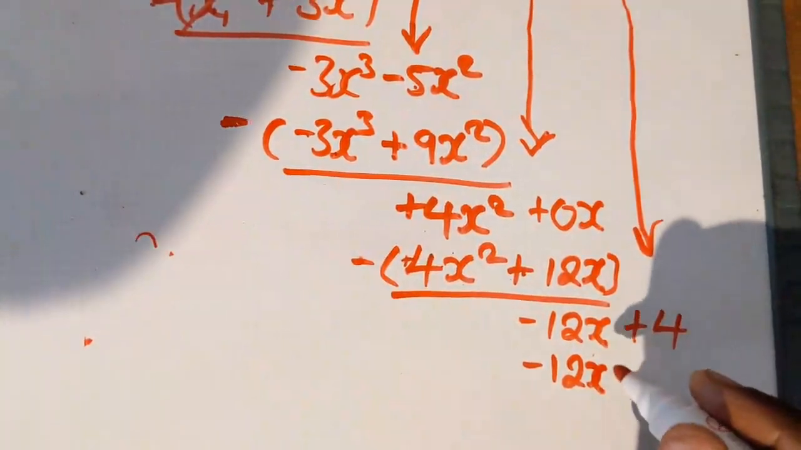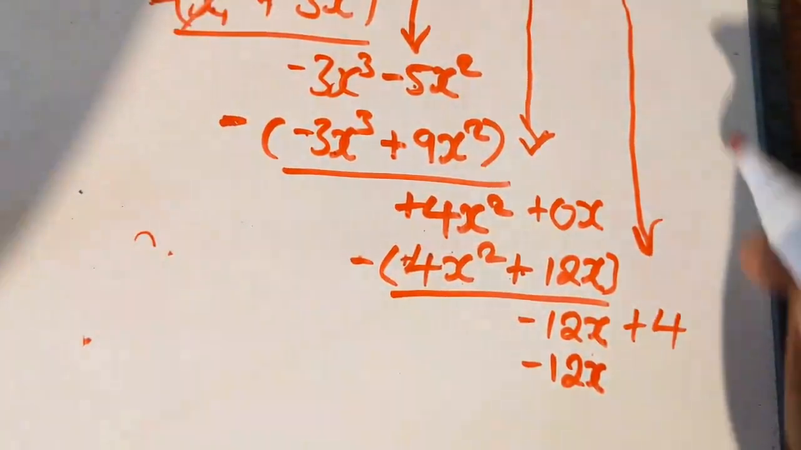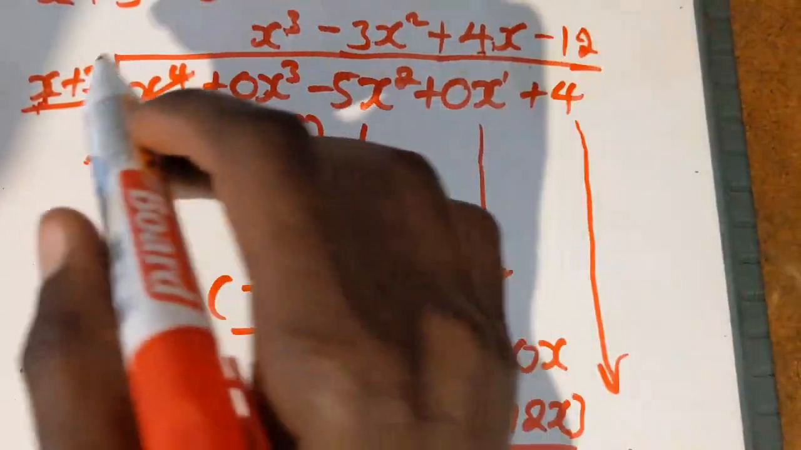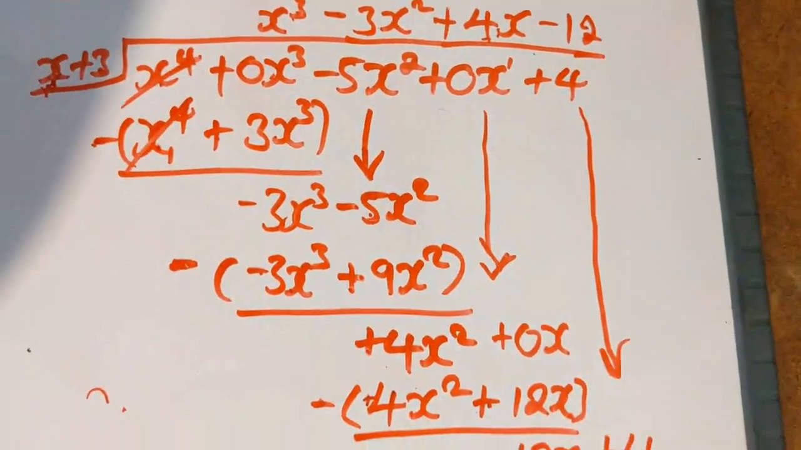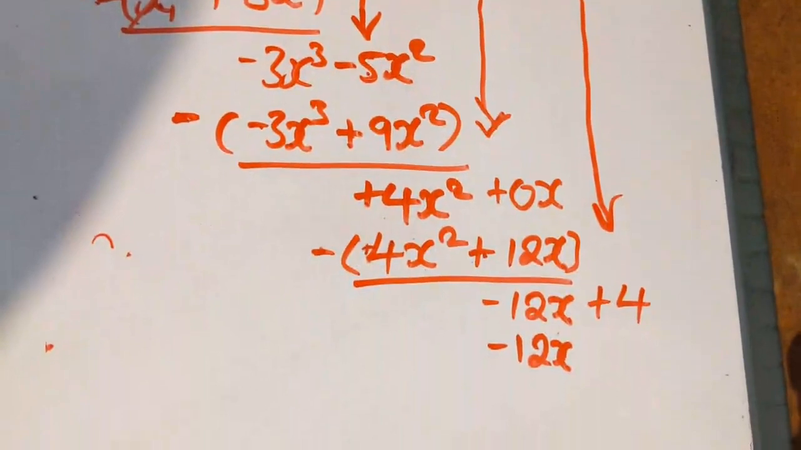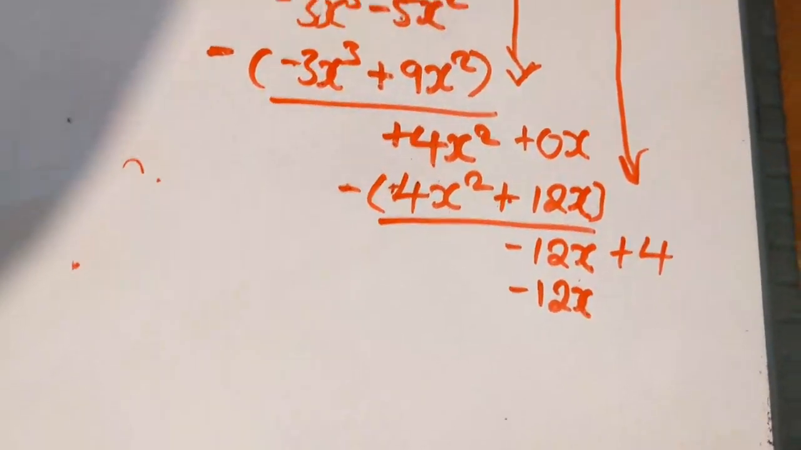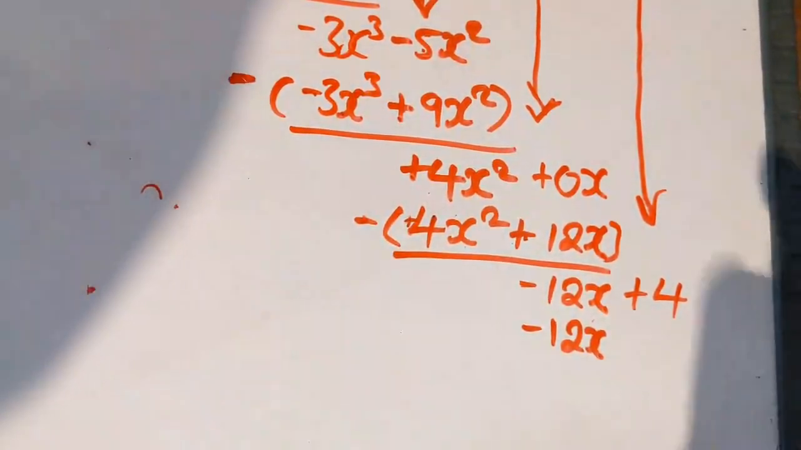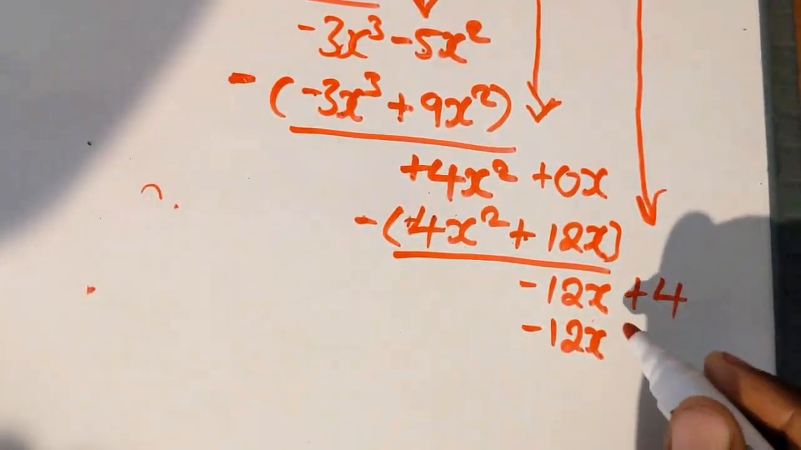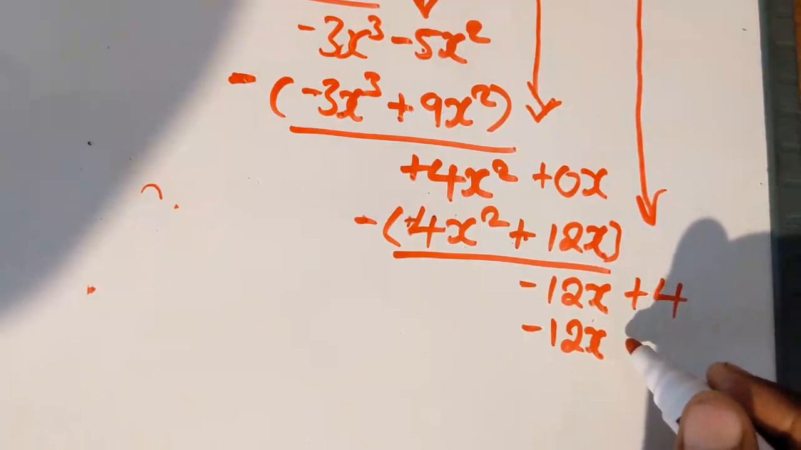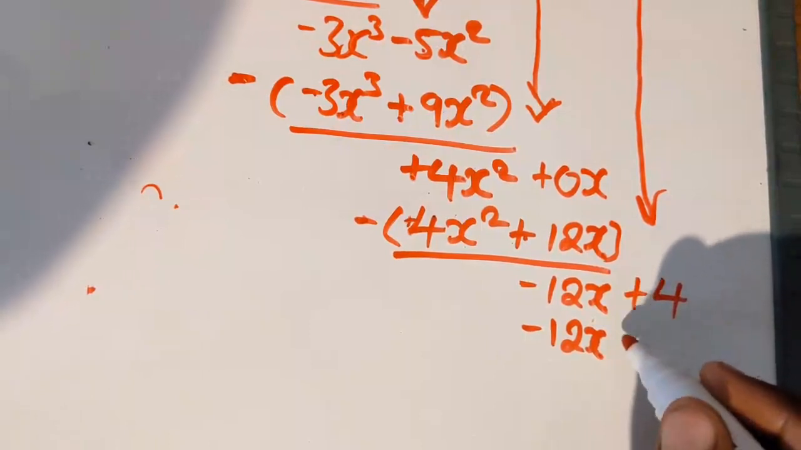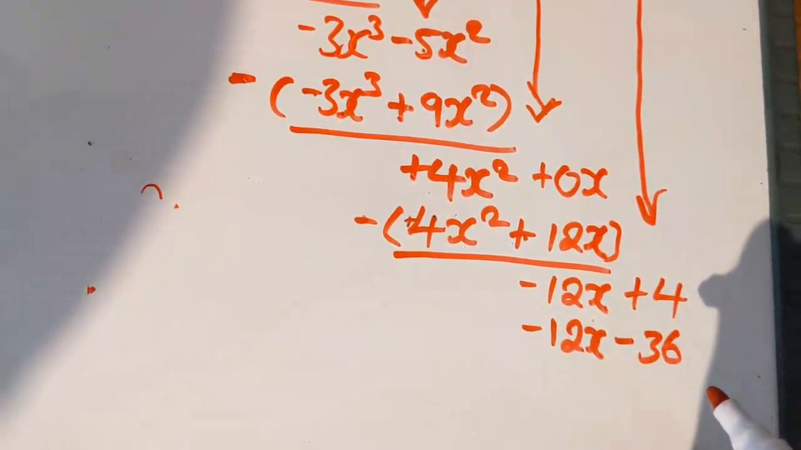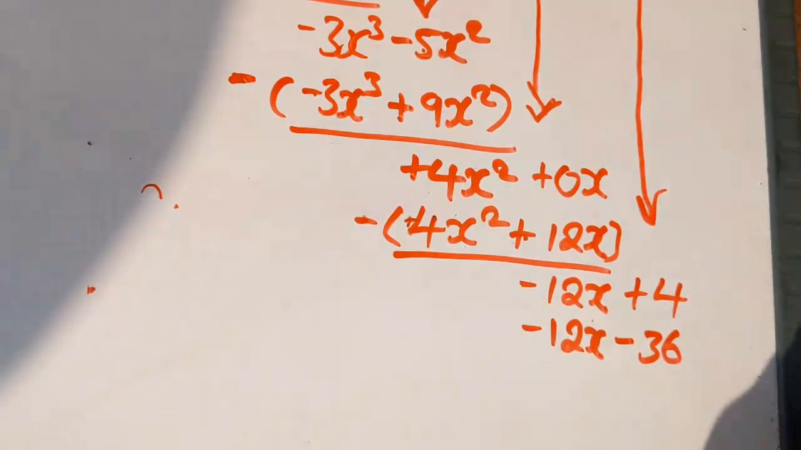Then we are going to multiply this same negative 12 by positive 3. What is 12 times 3? So 12 times 3, it is going to give you 36. Okay, but don't forget it is negative 36, like that. All right, negative 36.